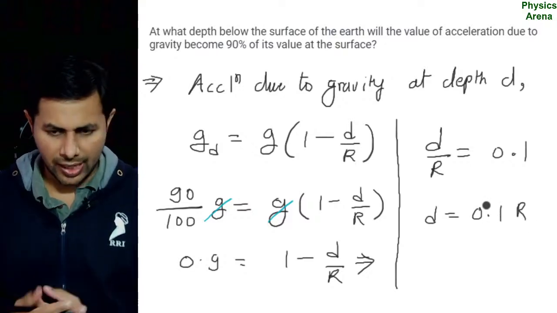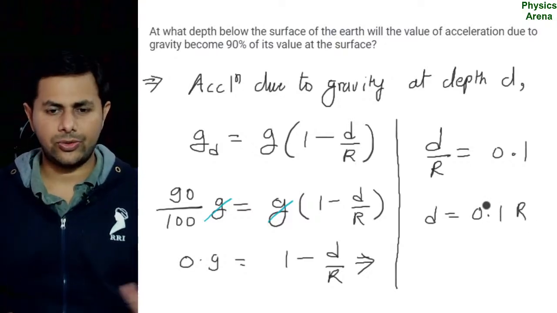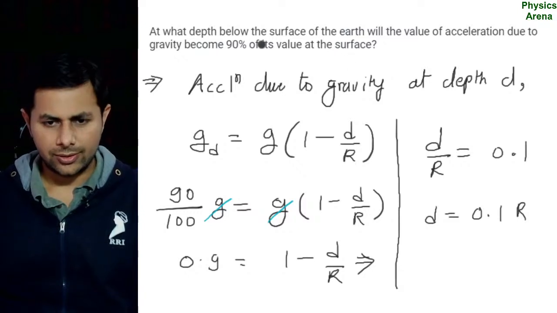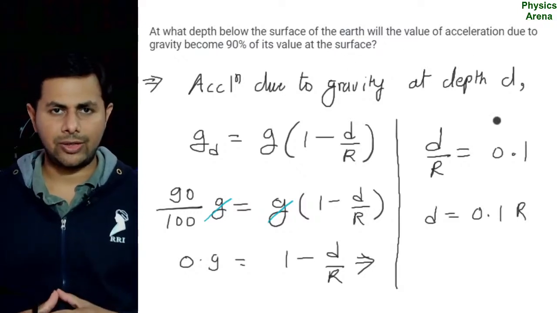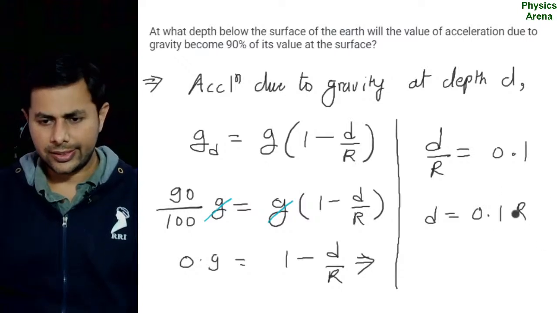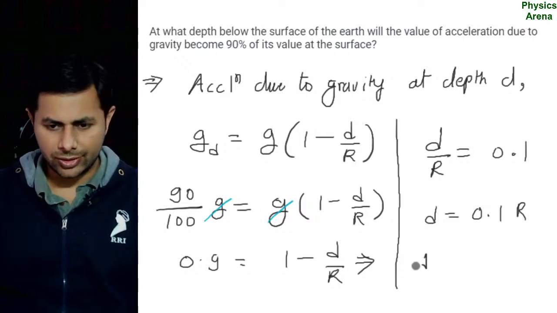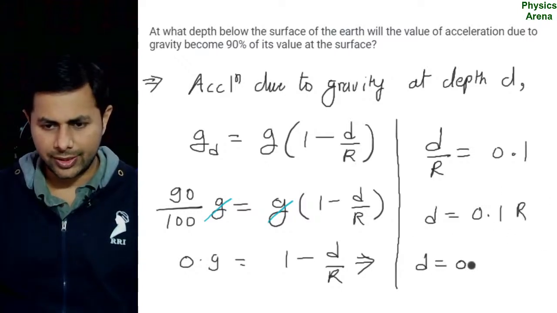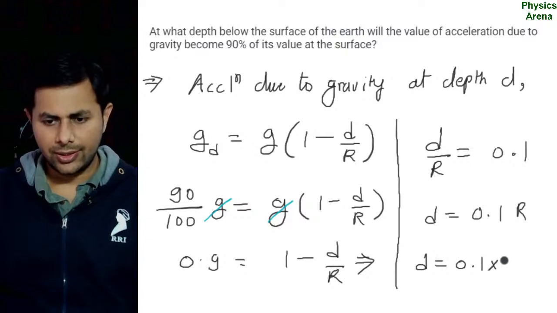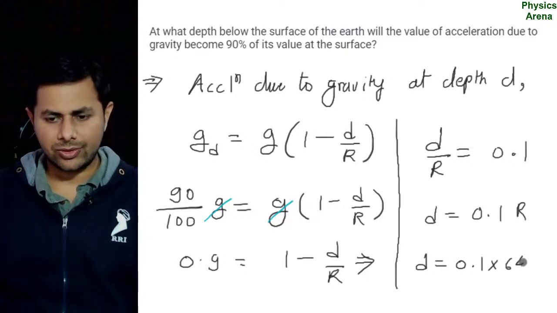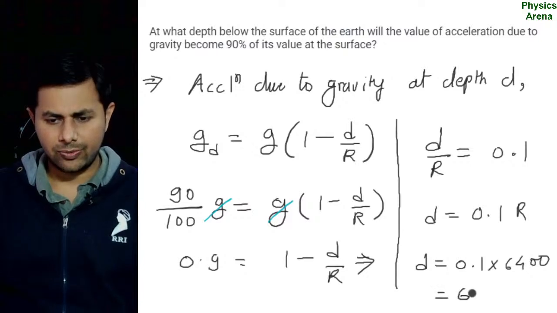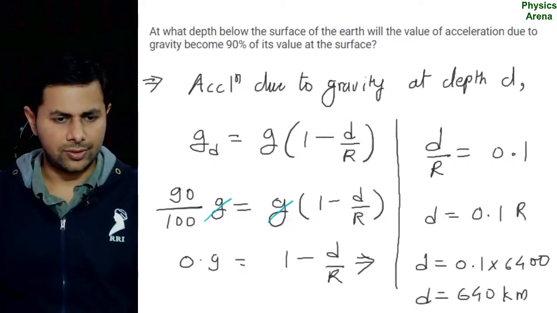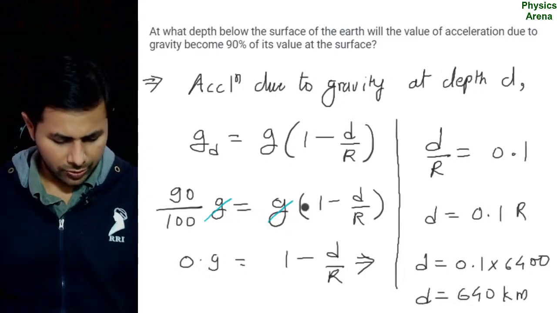Okay, so how much is r? R is 6,400 kilometers. It is not asked in terms of r, so we have to substitute the value of r. The radius of Earth is 6,400 kilometers. So let's substitute that. It is 0.1 multiplied by 6,400 kilometers. So that is 640 kilometers. Okay, so it was simple.